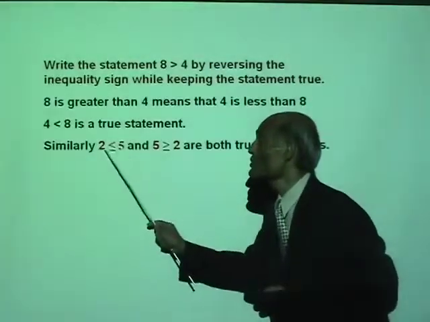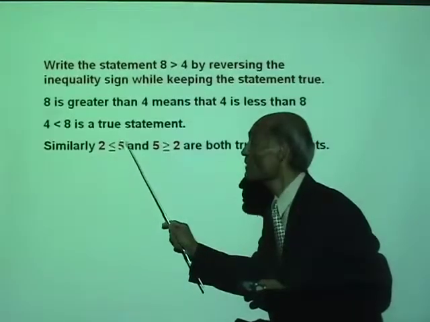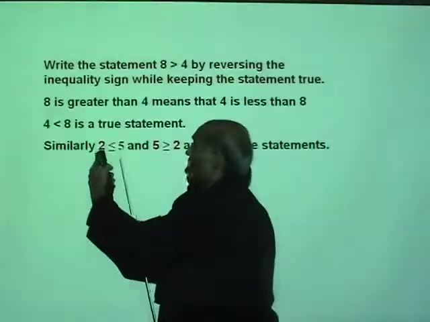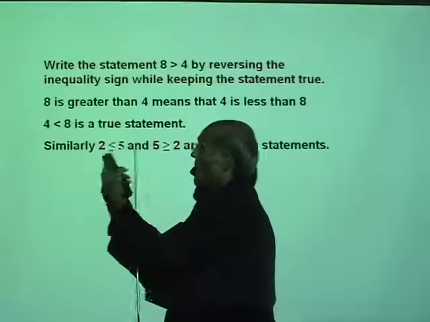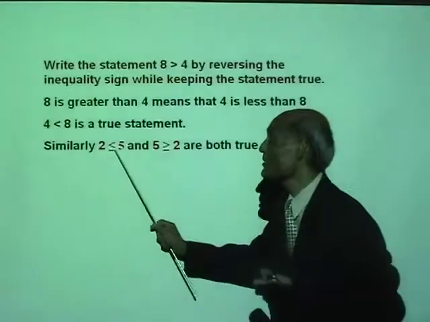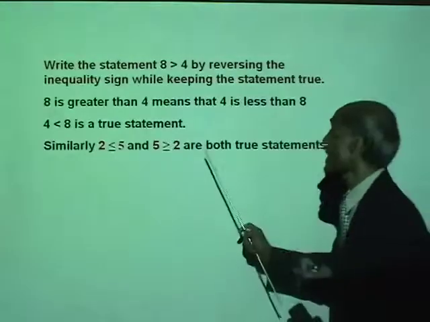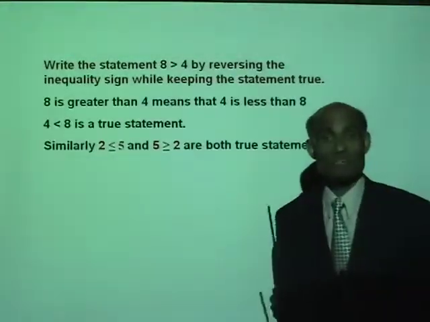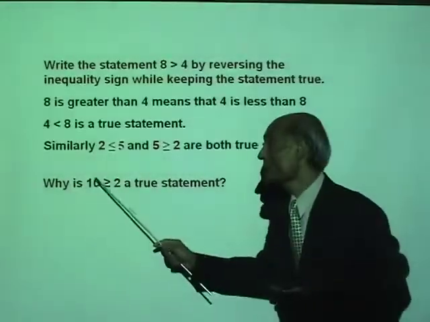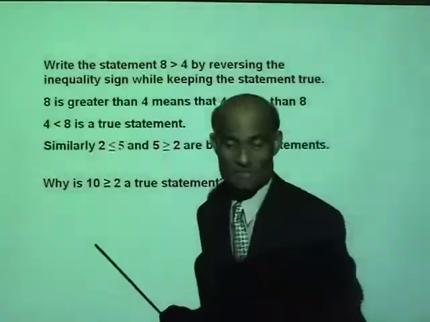Similarly, look at this. 2 less than or equal to 5 is the same as 5 greater than or equal to 2. Now, swap the positions of the numbers and reverse the inequality sign. 2 less than or equal to 5 and 5 greater than or equal to 2 are both the same statements and both are true.